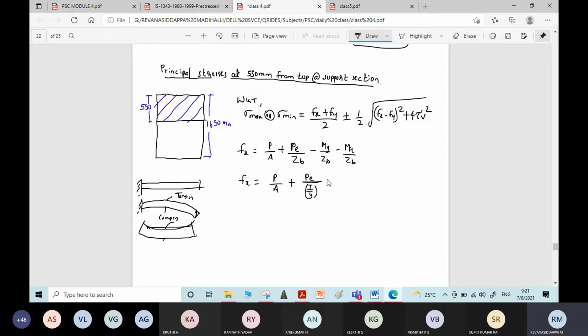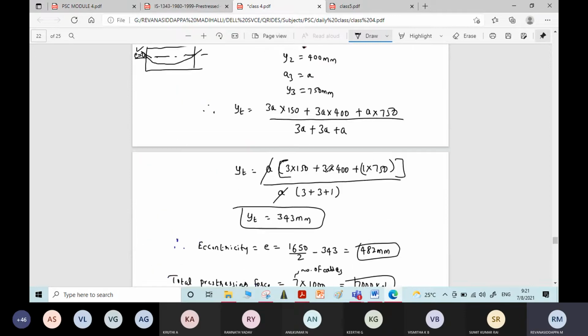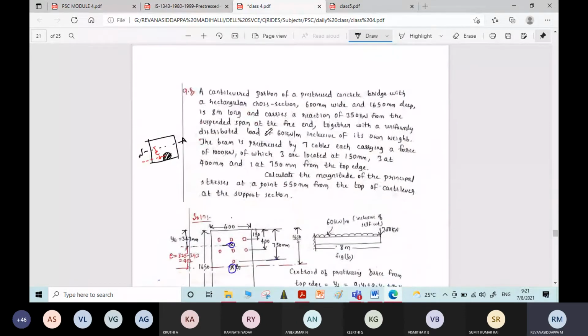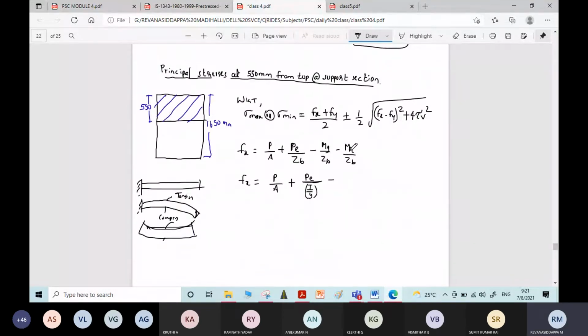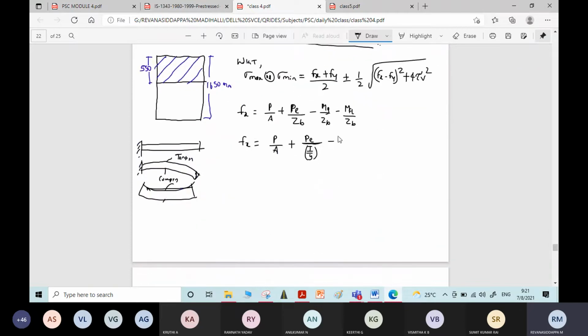Okay, I will rewrite that equation. Here it is said in the problem that the uniformly distributed load is 60 kilonewton per meter inclusive of its own weight. Inclusive of its own weight means it is mg plus mq. If you find the moment, you will get the moment due to dead load plus moment due to live load, divided by Z. Z I will write as I by Y.